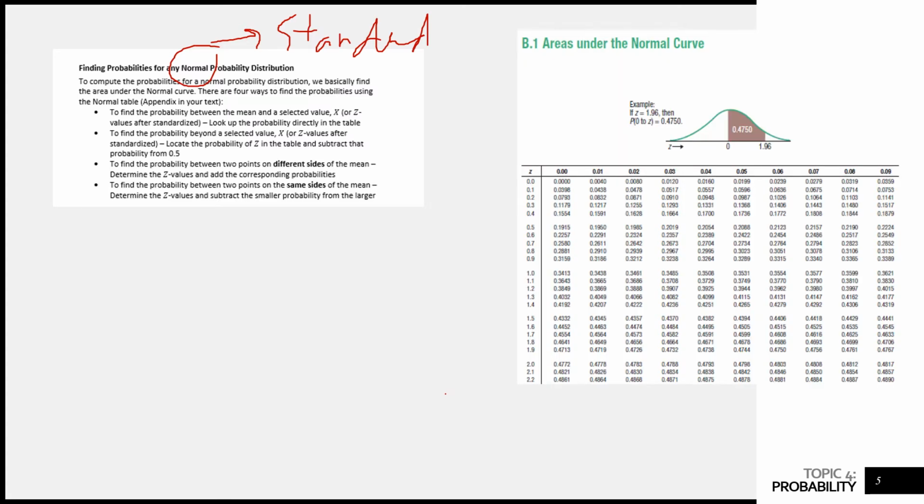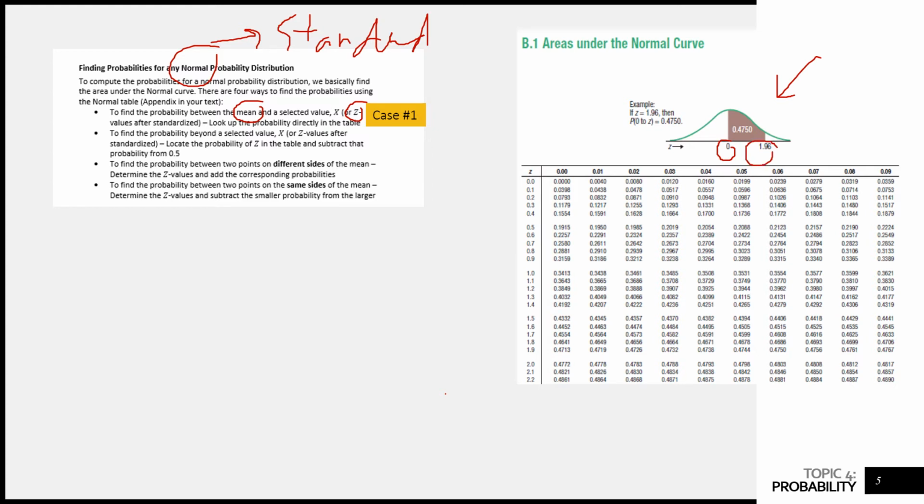Let's look at the first case. The first case is they ask you to find the probability between the mean and a selected x. Remember, for every x, when you convert it, you'll get a z. So basically now what you have is this diagram. A particular area, or probability, is the area under the curve. If you want to find the probability between the mean and a selected z, here's the mean, which is 0, and a selected z value, which is 1.96.